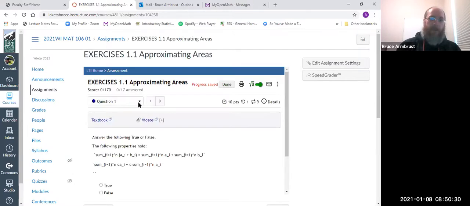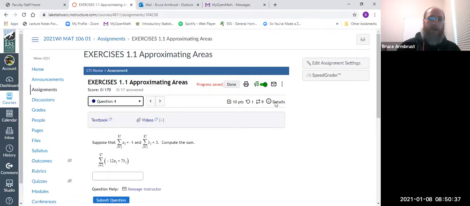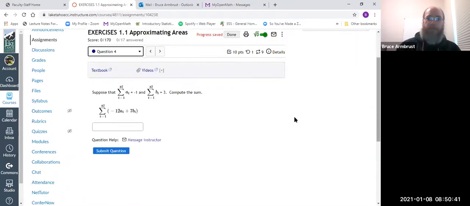All right, let's take a look at number 4. Now your number 4 might look a little bit different. You might have different values, but it's really kind of the same idea here.